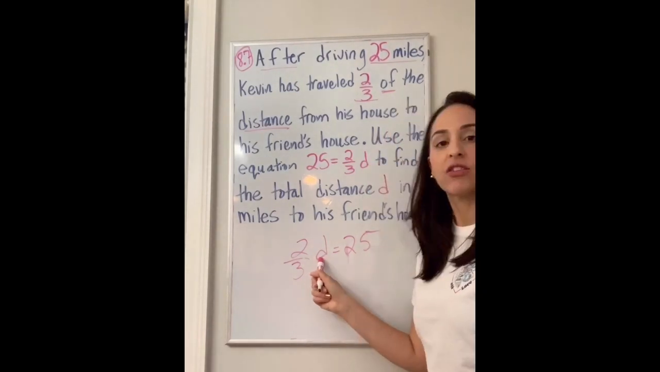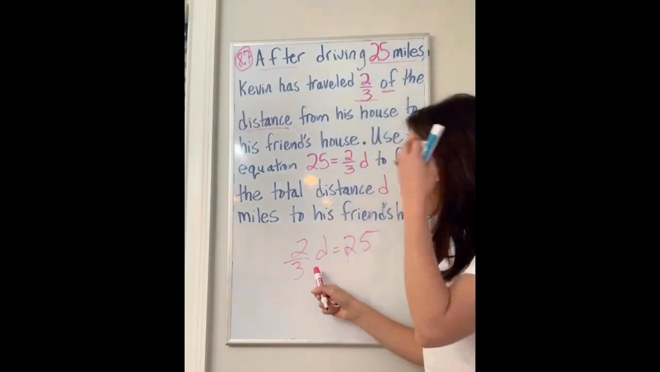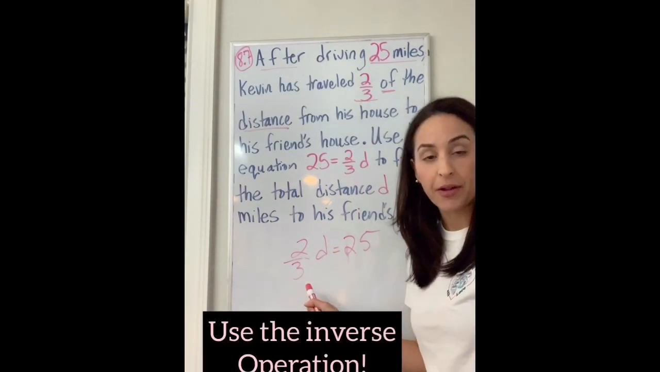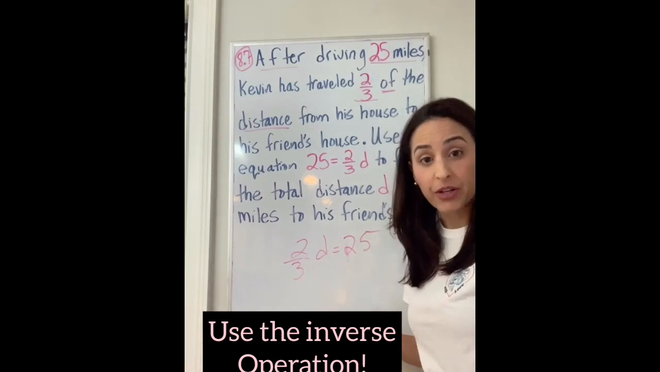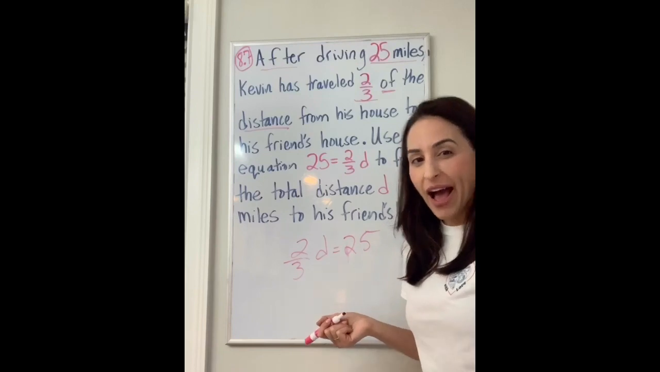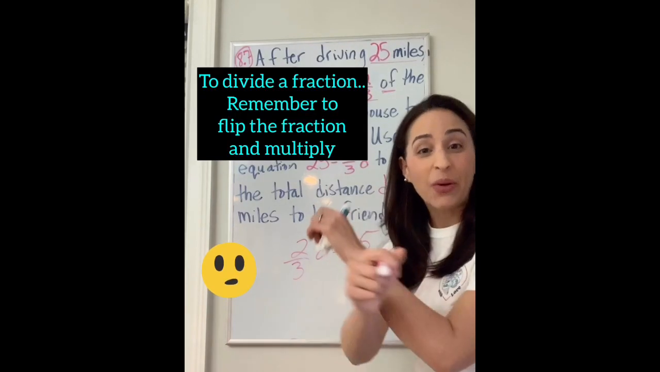We have to find out and solve for D. So you have to get D by itself. The way you get D by itself is you have to use inverse operation. So right now, 2/3 and D are multiplying. So we have to divide by 2/3 on both sides because we're going to use inverse operation. How do you divide fractions? Do you remember? We have to flip it and multiply.